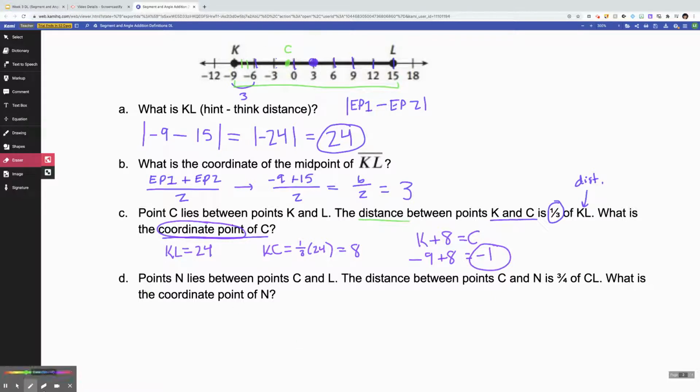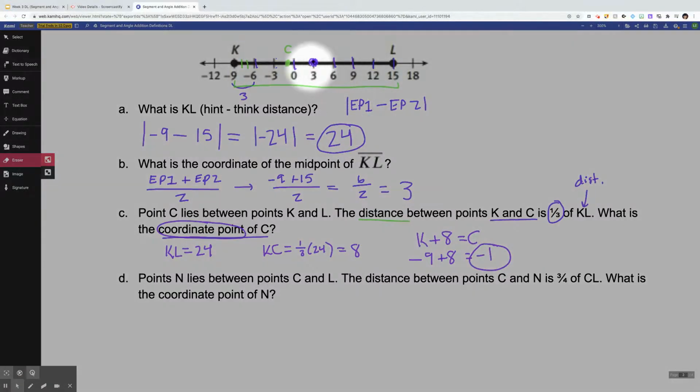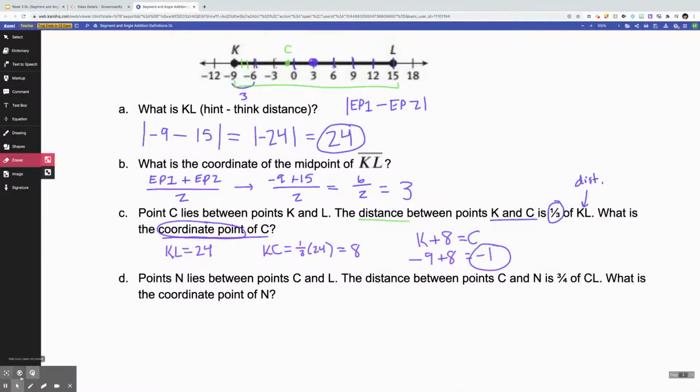All right, part D is a similar type of question, so we're going to use a similar idea. This says point N lies between C and L. So that means point N is somewhere here. It's somewhere between here and here, but I don't know exactly where it is. Okay, similar idea. It says the distance between points C and N is 3/4 of CL.